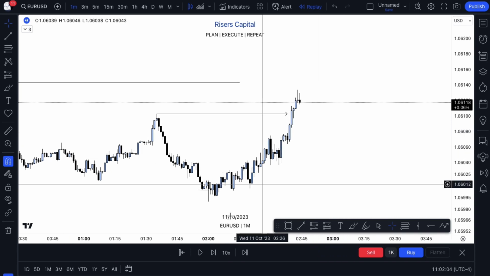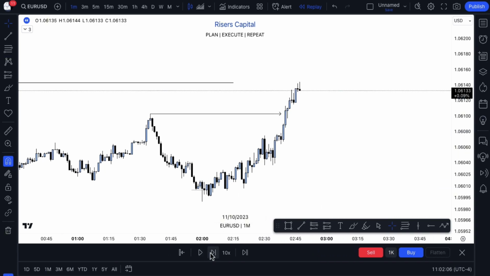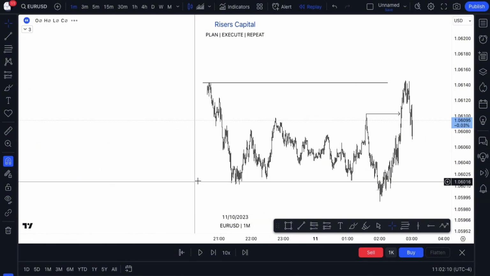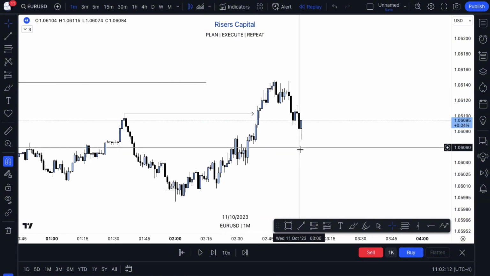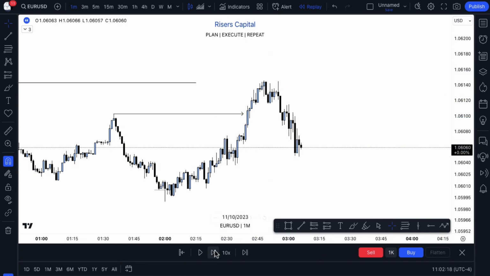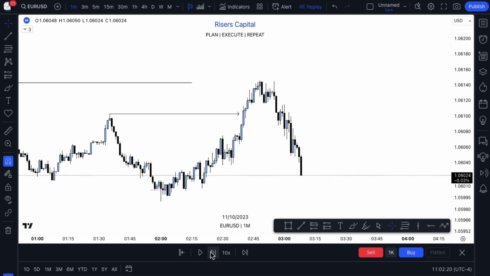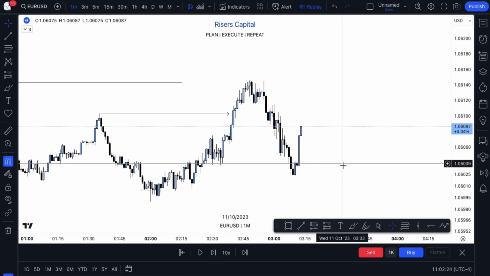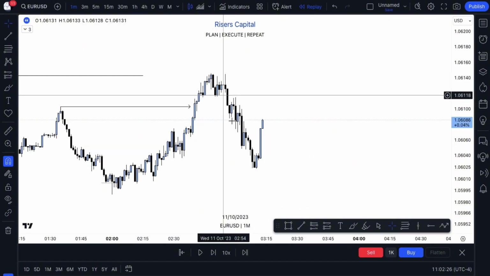So if we just put price forward, see, we take that, we just put price forward, you see price is coming down, but I want extra confirmation. I want to see displacement higher. Okay, and there we have it. So we've created this move down.